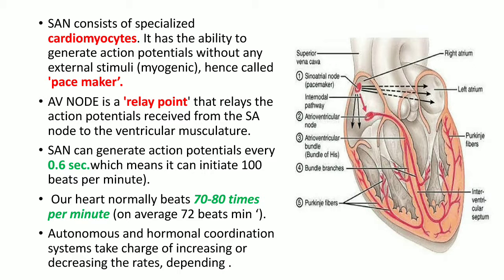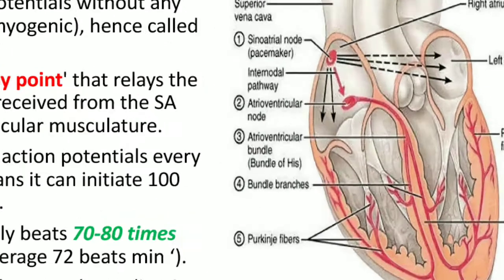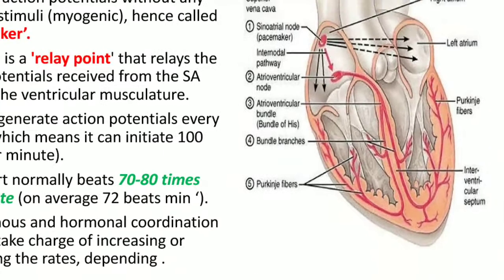Now coming to the SA node, it generates an action potential every 0.6 seconds, which means it initiates 100 beats per minute. Normally the heart beats 70 to 80 times per minute, on average 72 beats per minute, as you all know. Here you can see the SA node located in the right atrium, and the atrioventricular node, and here the His bundle and the branches of the bundle, and the Purkinje fibers going into the ventricular chamber.